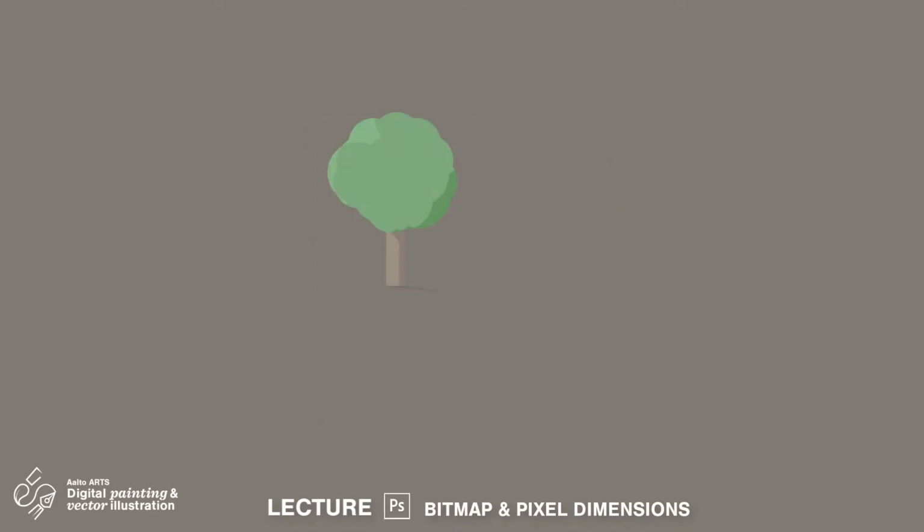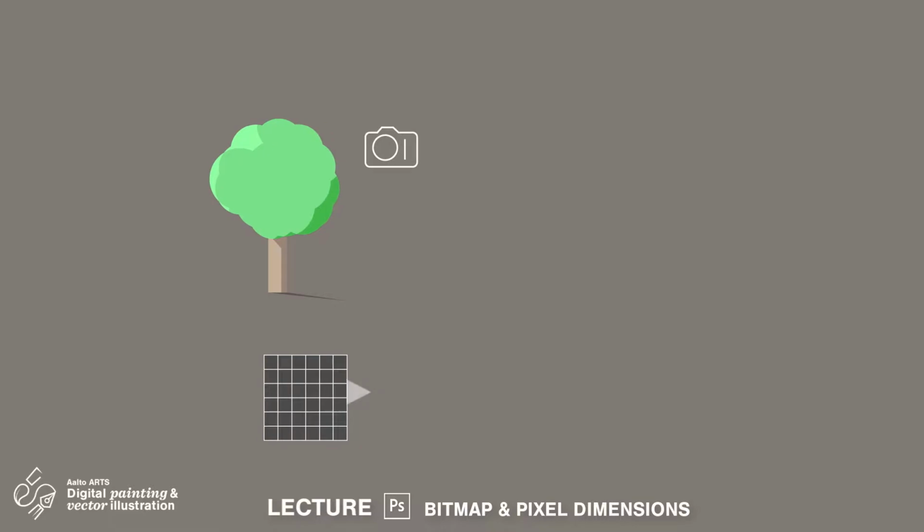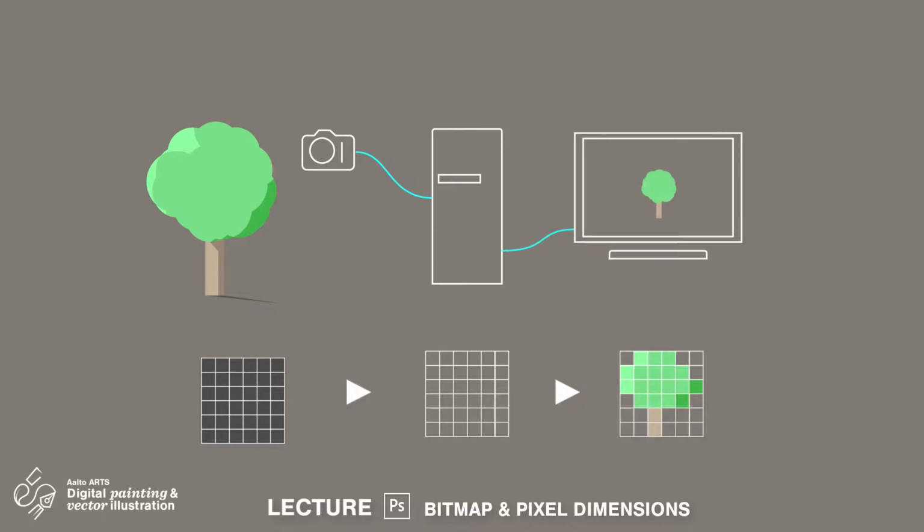A common way how a digital image comes to be is a digital camera. The sensor of a digital camera is made out of pixels. These pixels recognize the color coming into them and change this information into a digital form. This digital image can be edited with a computer. And we can see the image on the screen of a computer, which is also a bitmap.